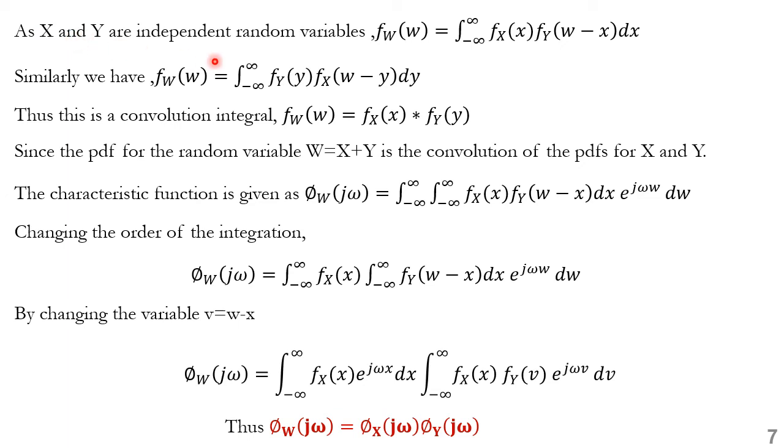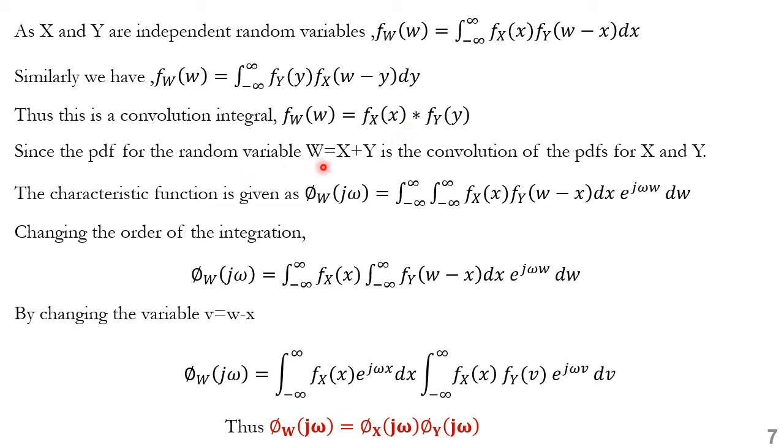As X and Y are independent random variables, we can write the PDF f_W(w) as equal to the integral of f_X(x) f_Y(w minus x) dx. Similarly, we can write f_W(w) is equal to the integral from minus infinity to infinity of f_Y(y) f_X(w minus y) dy. Now this is a convolution integral. So therefore we can write that f_W(w), that is the PDF of W, is the convolution of f_X(x) with f_Y(y).